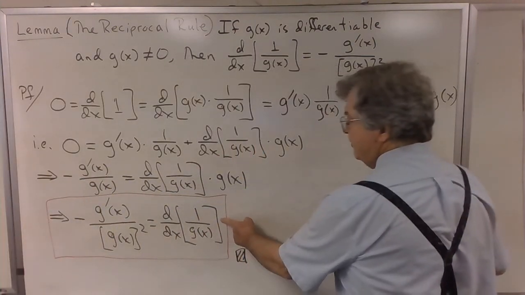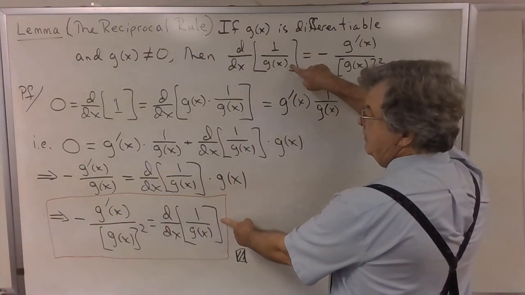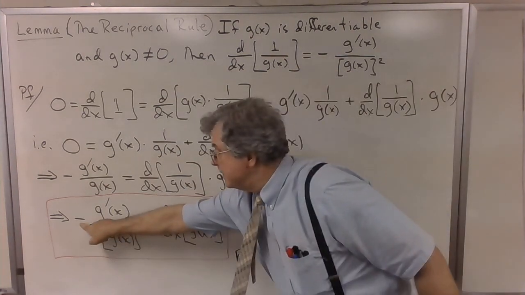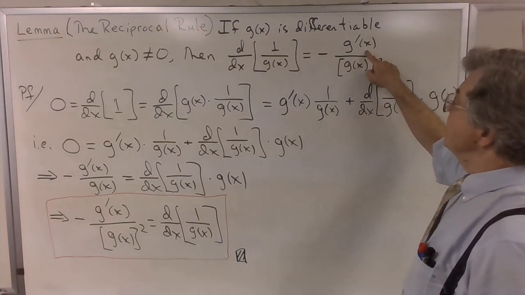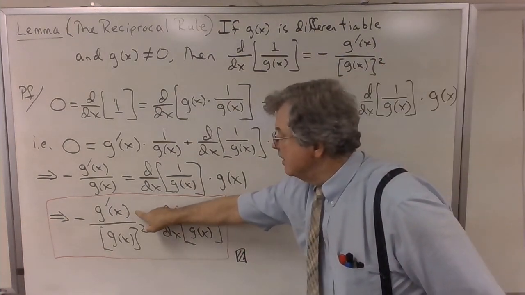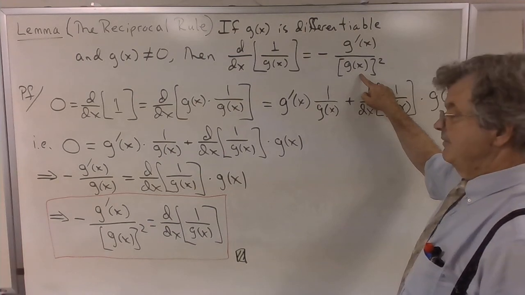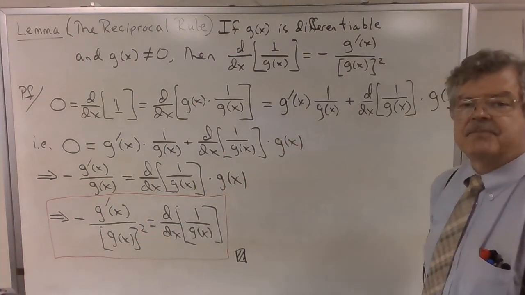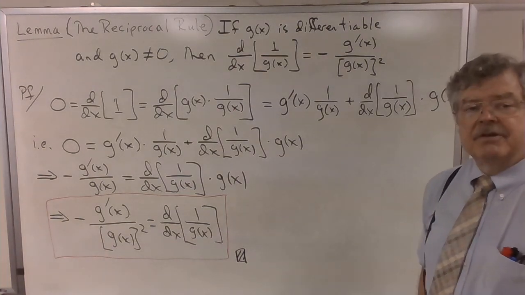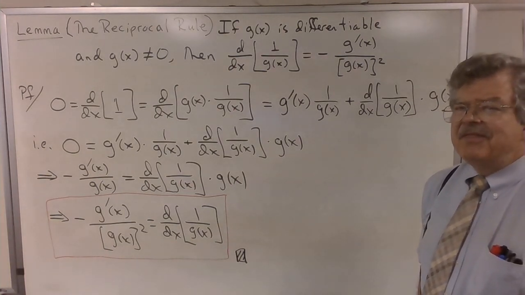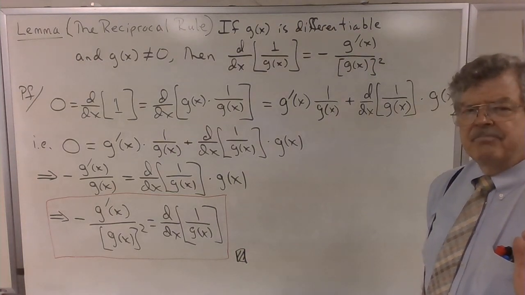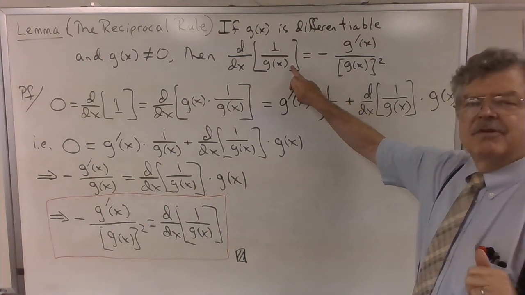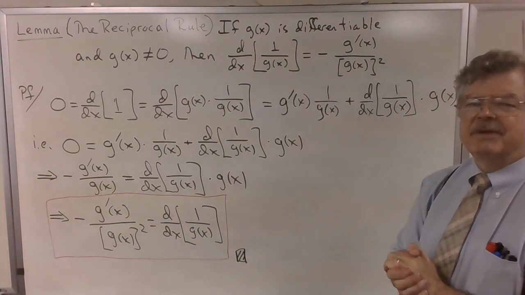We wanted to prove that the derivative of 1 over a function is negative the derivative of that function divided by that function squared. Perfect, we got it. Now, I mentioned this is only a lemma. Typically when we see the derivative of 1 over a function, we're going to use the quotient rule because we know that.